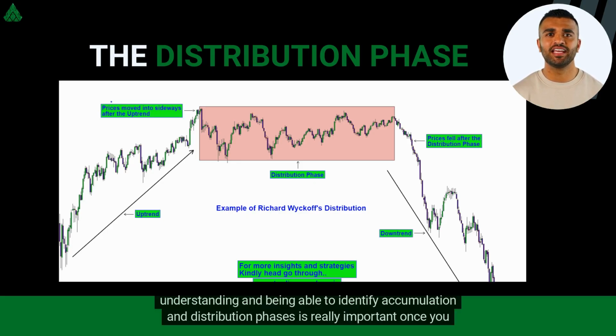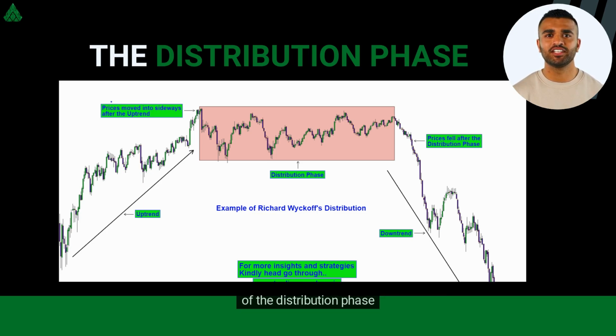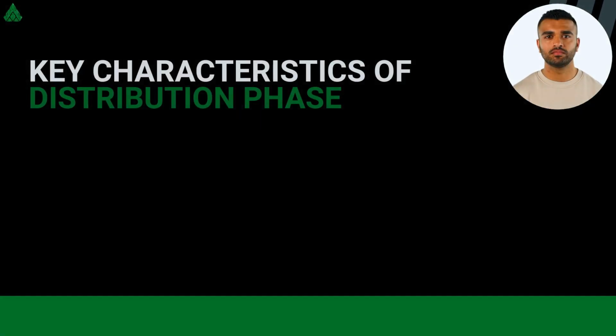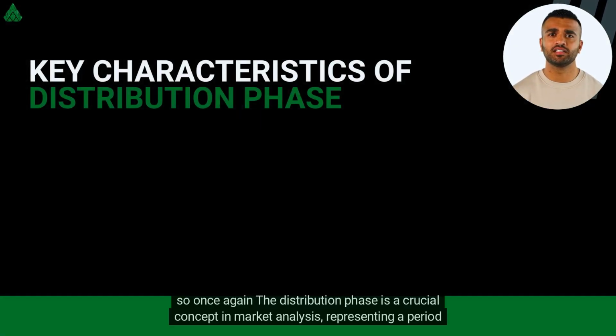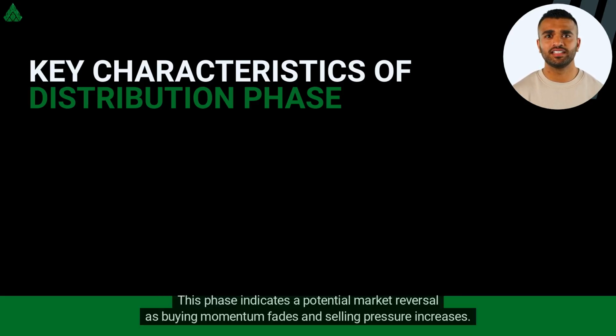Understanding and being able to identify accumulation and distribution phases is really important. Once you are able to identify these phases, you will be able to make profits easily, so let's get into the key characteristics of the distribution phase. So once again, the distribution phase is a crucial concept in market analysis, representing a period where informed investors, often referred to as smart money, begin to sell off their holdings after a sustained uptrend. This phase indicates a potential market reversal as buying momentum fades and selling pressure increases.